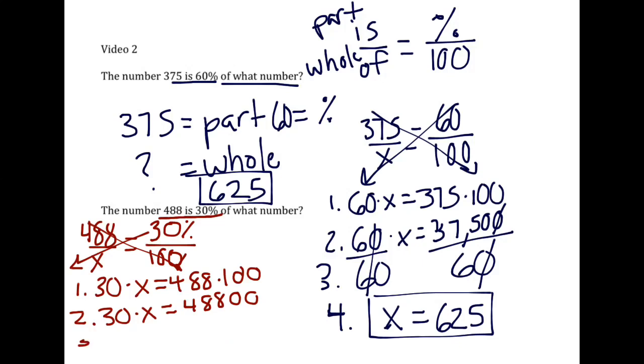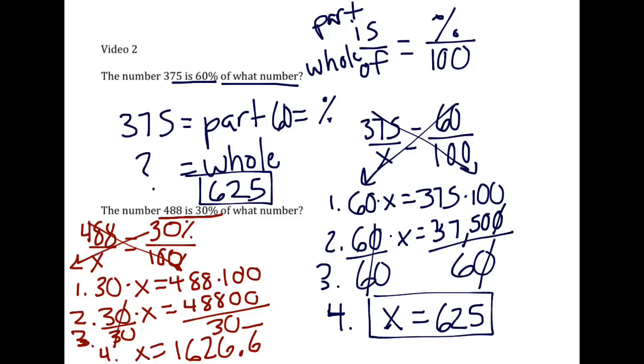And then my last step, step 3, before I get my answer, I need to divide both sides by the number in front of the variable. So 30 divided by 30 cancels out. I'm doing 48,800 divided by 30. And when I go ahead and do that, I'm going to get x equals 1,626 decimal 6 repeating. So that's when I divide it, I'd get that answer.